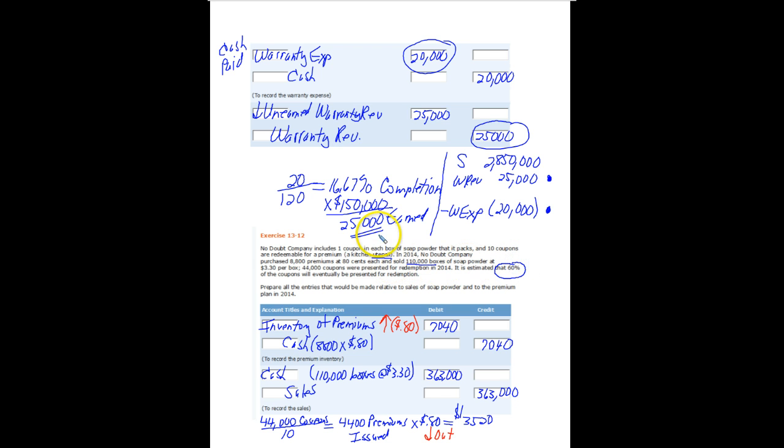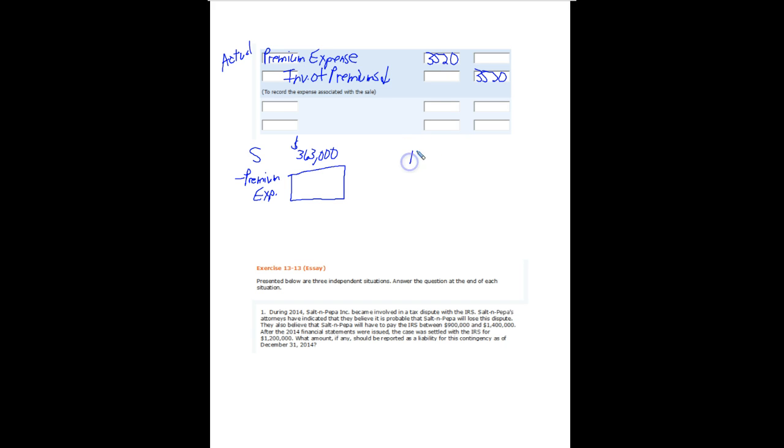They estimate that 60% of the coupons will come back or be redeemed. So of the 110,000 coupons, we sold this many boxes, and there's only one coupon in each box. So there's 110,000 boxes, which is 110,000 coupons. And our estimate is 60% will come back. Okay, so that is 66,000 coupons that are going to be redeemed. And if I divide that by 10, that means we have 6,600 premiums or utensils that we're going to be issuing out.